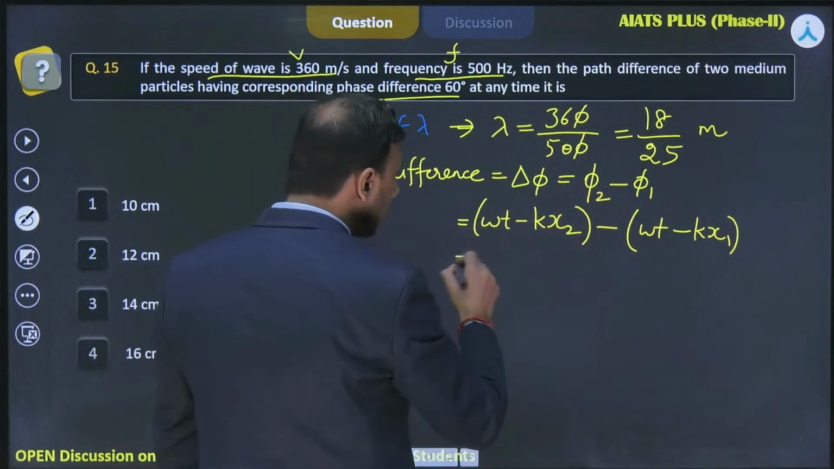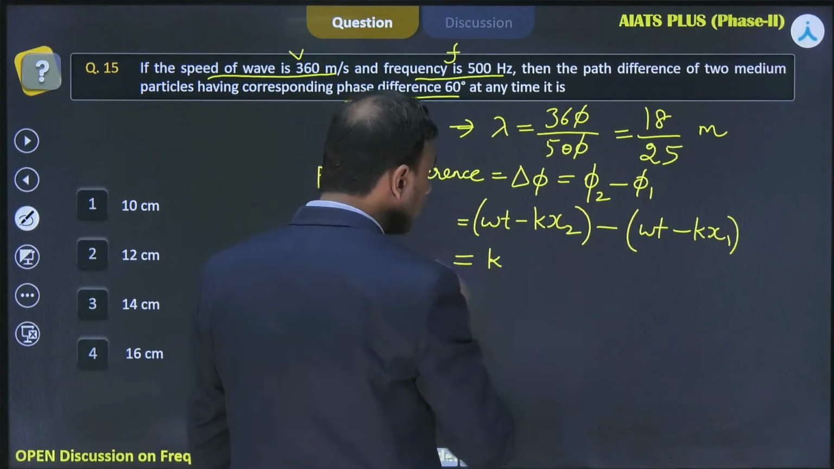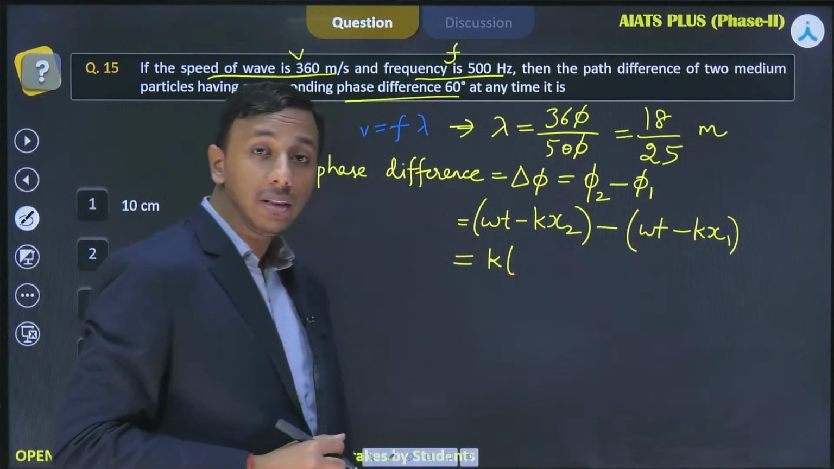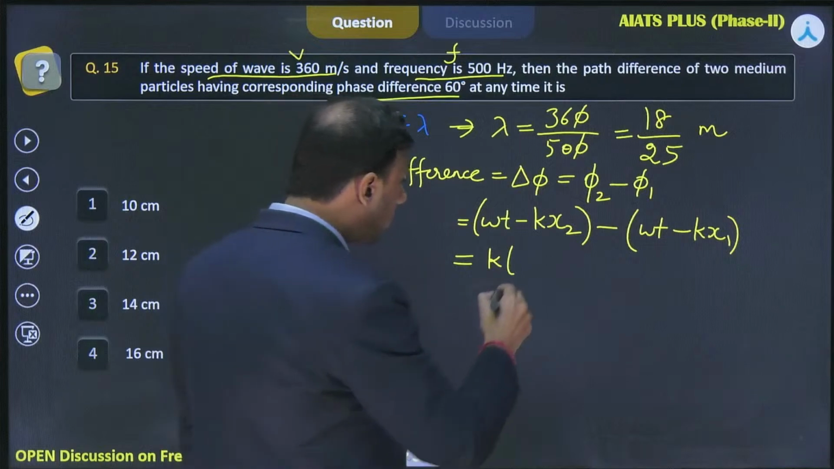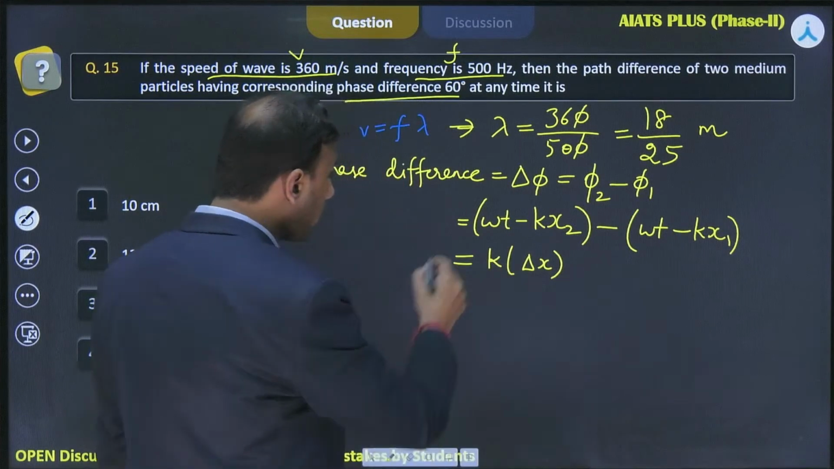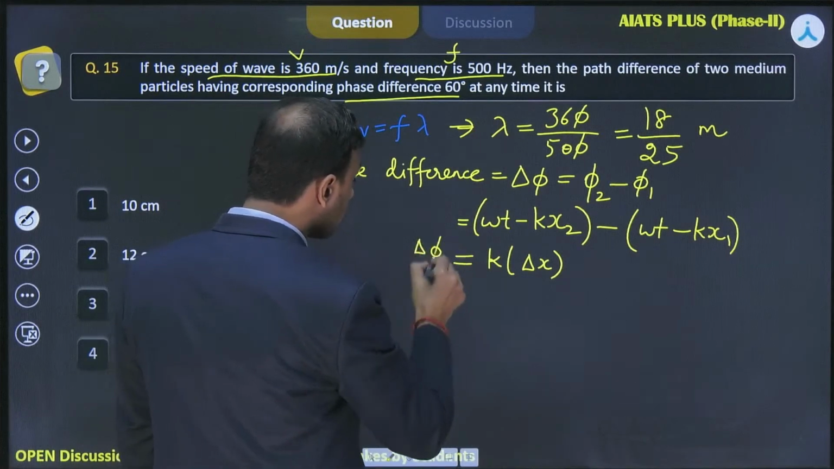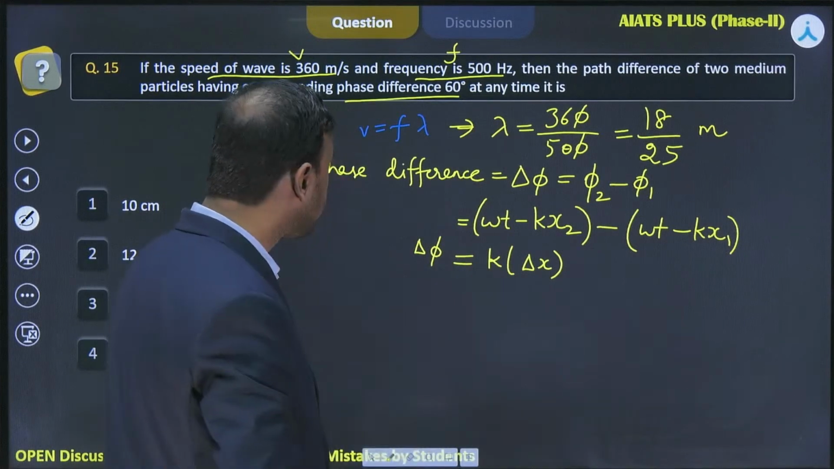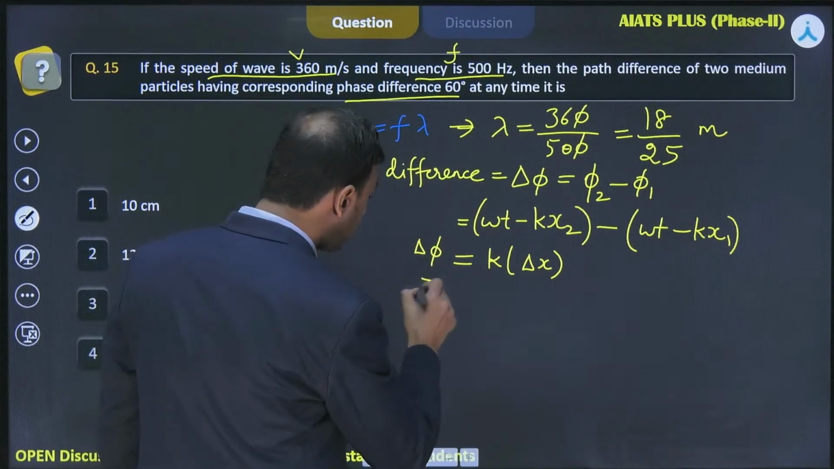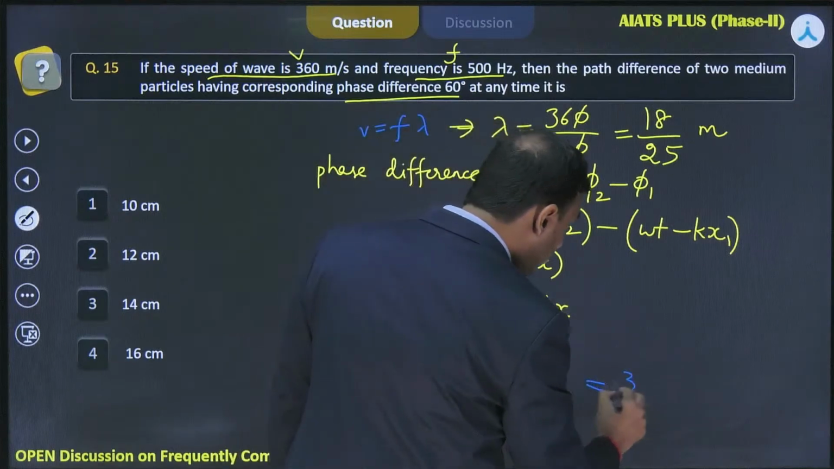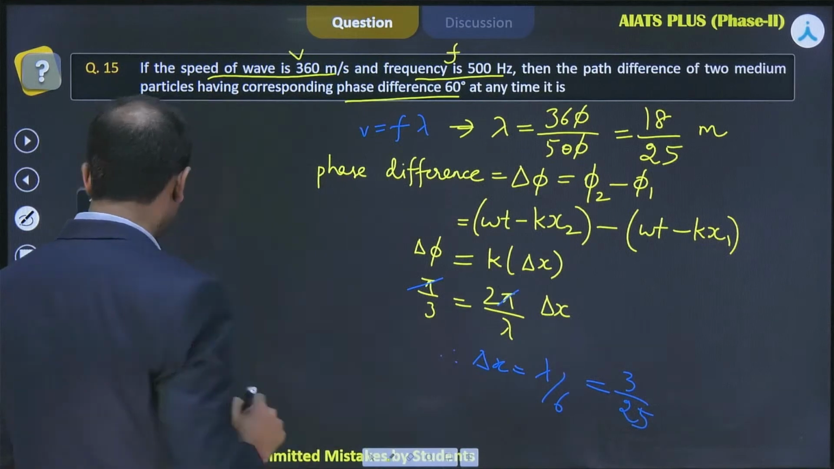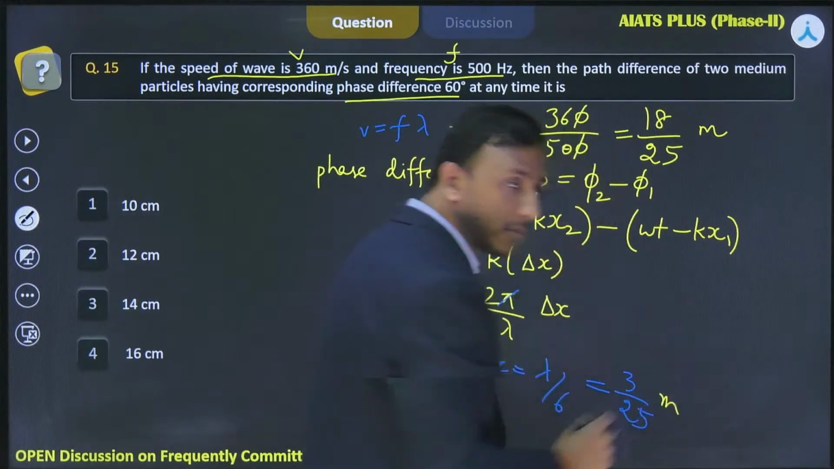So if you solve, what does it become? See, it becomes k into the difference between the both x's. So can I write it like this? k delta x is your delta phi. And what is delta phi given here? 60 degree. 60 degree means pi by 3. So it becomes 3 by 25, isn't it? 3 by 25 in meter, because lambda we wrote in meter.